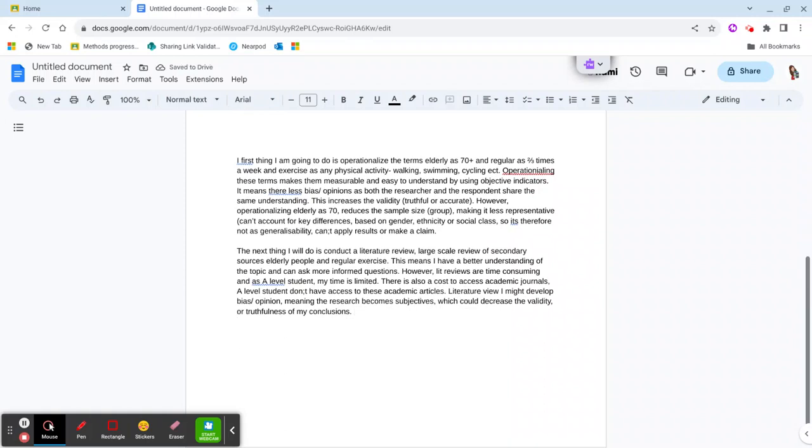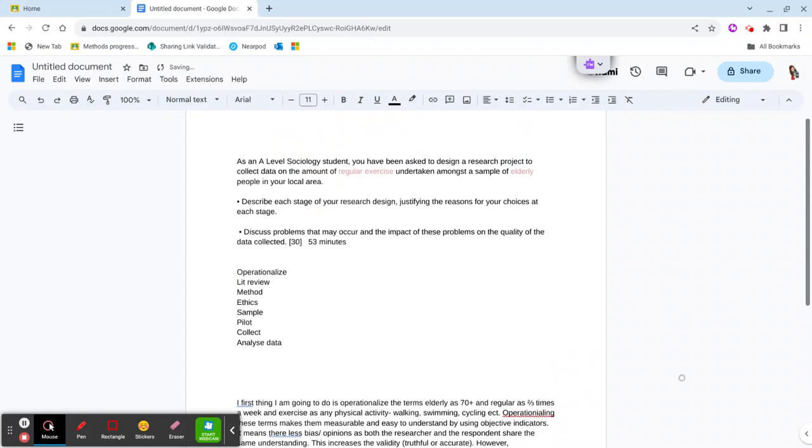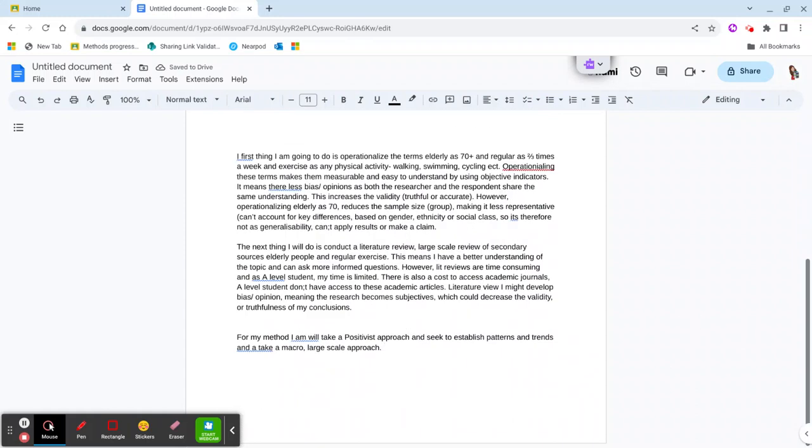Okay, for my method, I will take a positivist approach and seek to establish patterns and trends, and take a macro or large scale approach. So for my method, I'm going to go positivist. It doesn't tell me what to do, so I'm going to take a positivist approach, seek to establish patterns and trends, and take a macro or large scale approach.